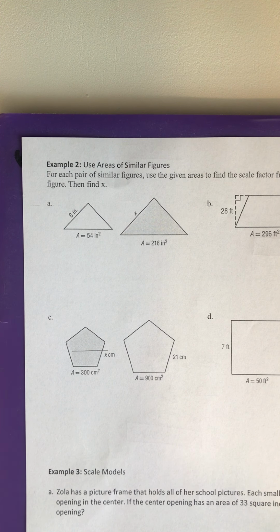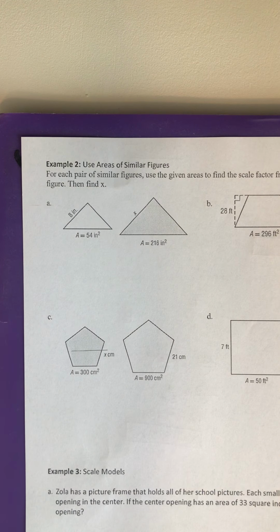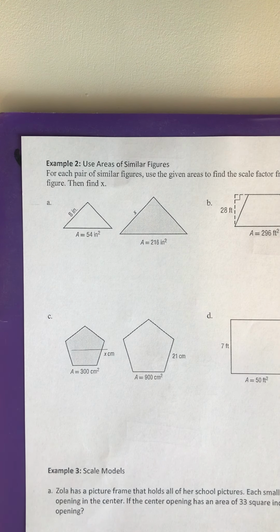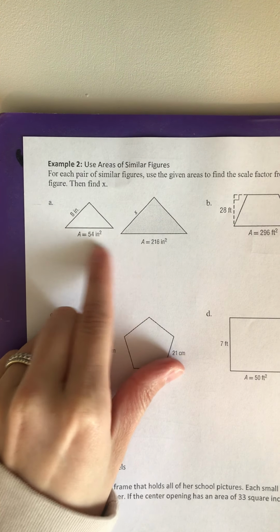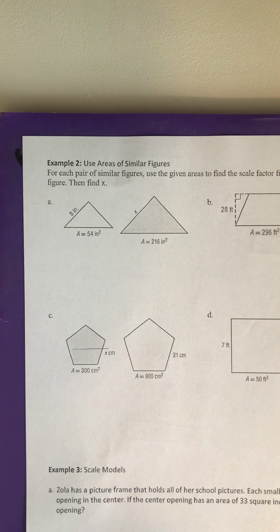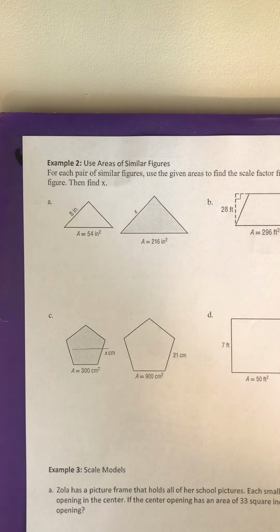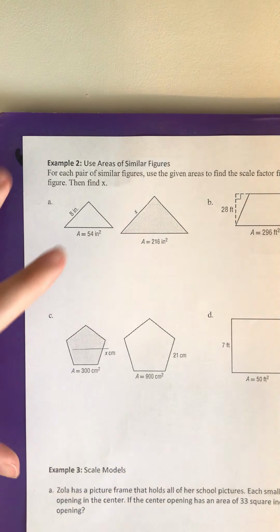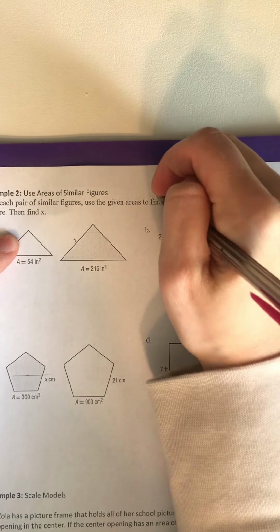Okay, so for example 2, we still have similar figures. We're still trying to find the missing information, except now we're given both areas and we're finding a missing side. So we're still going to set it up the same. So I'll rewrite that up top for you.